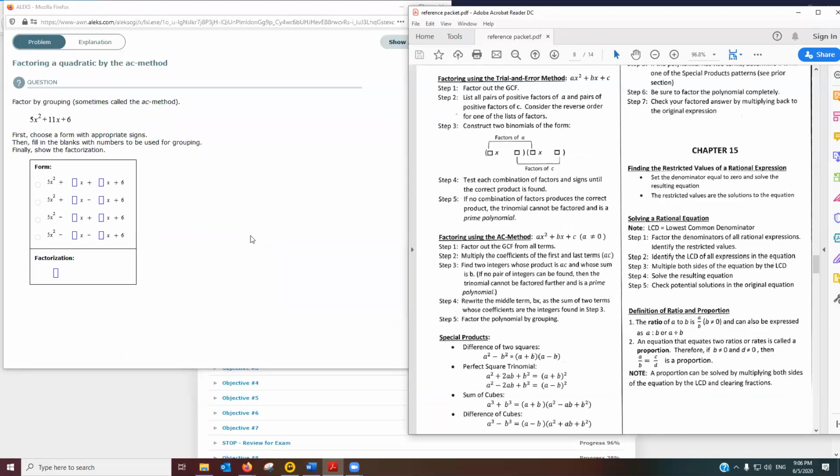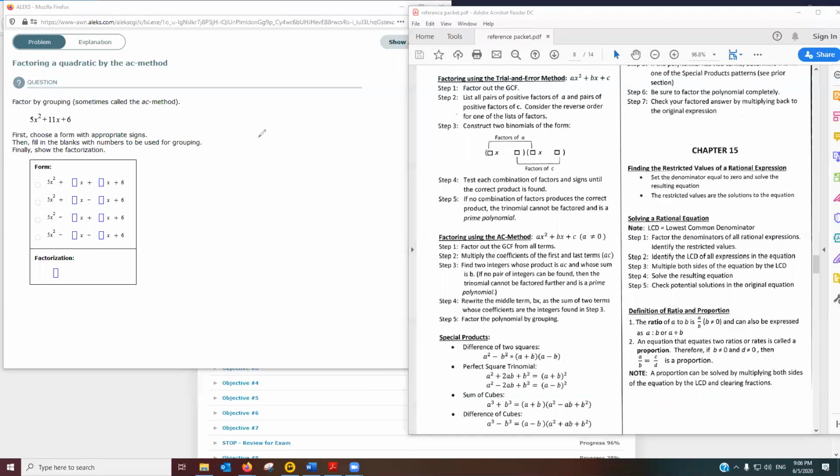Well, it turns out there really is no common factor to be factored out in this example. We'll do another example in a few minutes where we will factor out a greatest common factor. But in our case, there is no greatest common factor. Let's go to step 2. Multiply the coefficients of the first and last terms. That means multiply A times C.